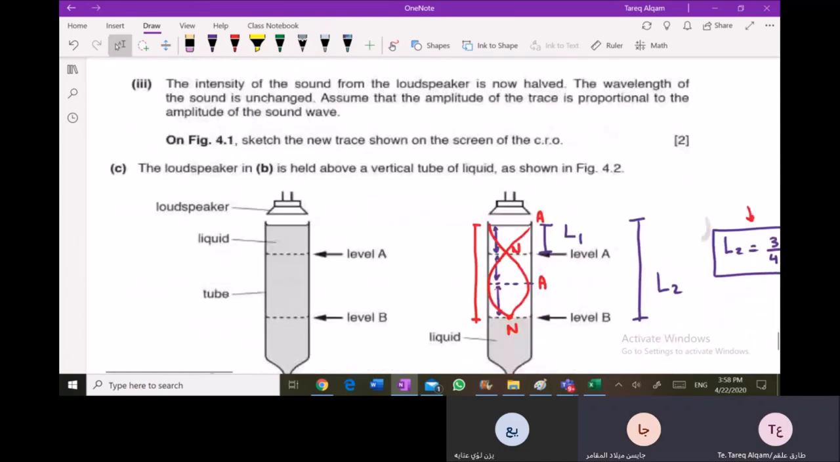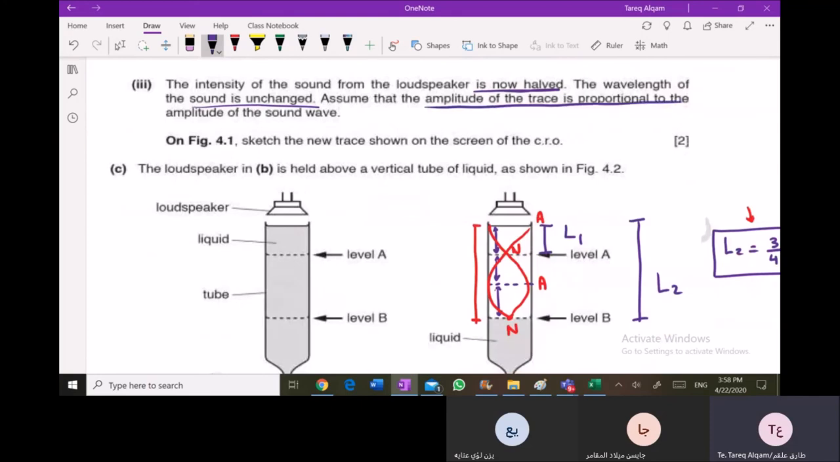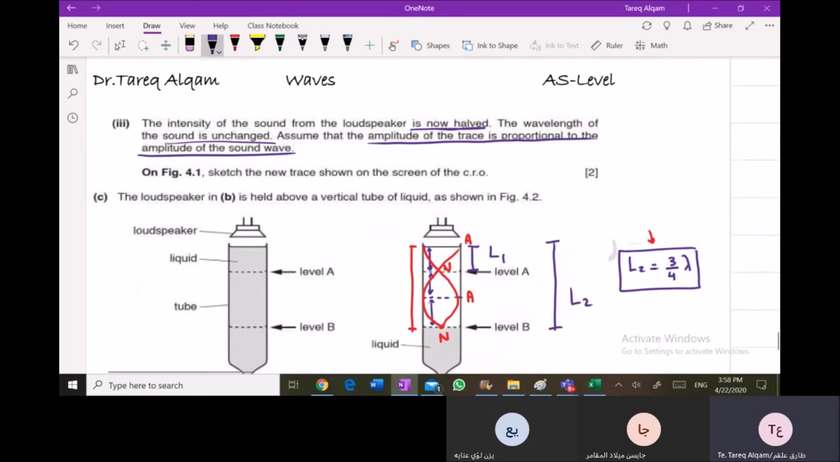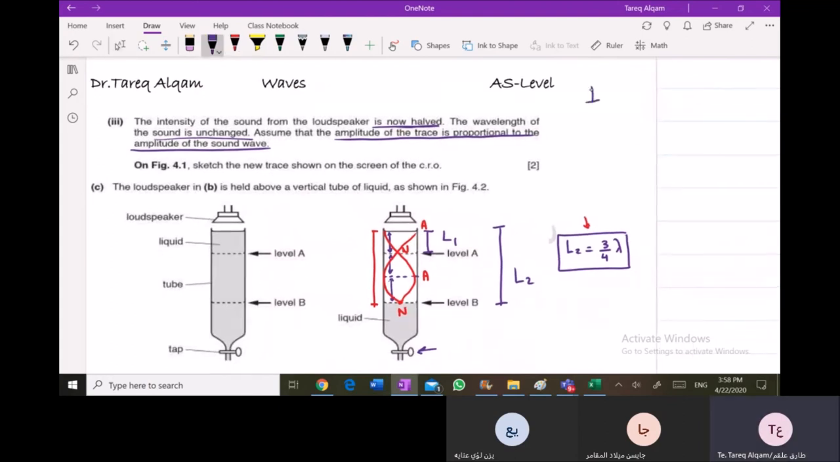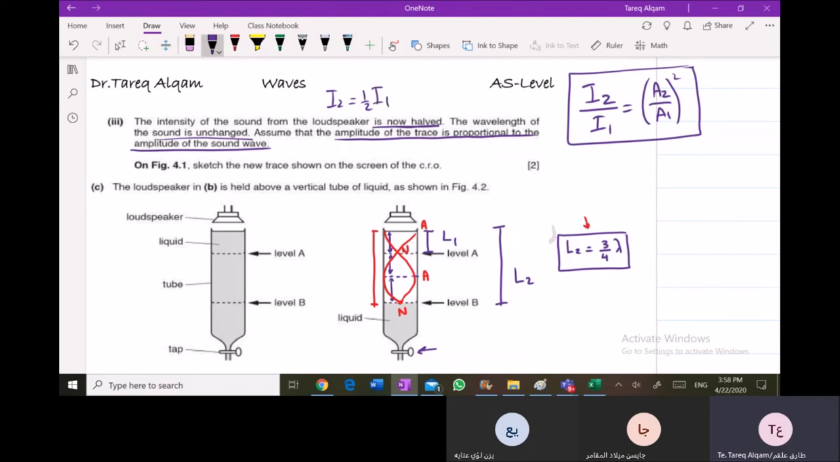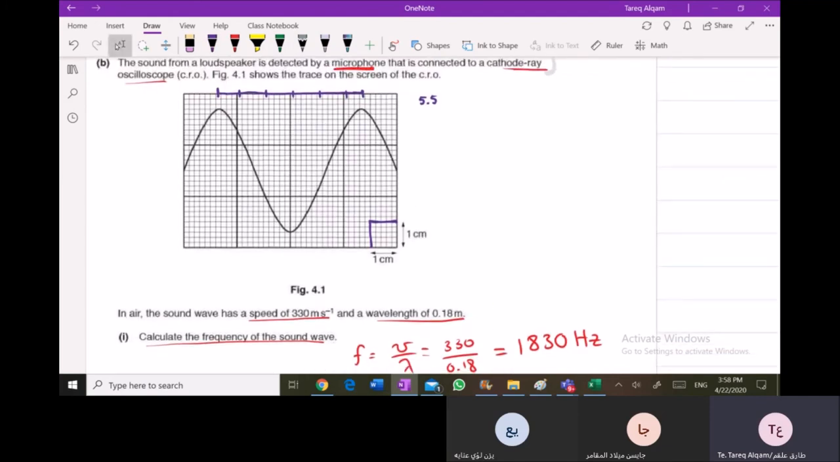Next: the intensity of the sound from the loudspeaker is now halved. The wavelength of the sound is unchanged. Assume that the amplitude of the trace is proportional to the amplitude of the sound. Sketch the new trace. If you remember, I2 over I1 equals A2 over A1 squared, from the first section we discussed before. Here the new intensity is half of the initial intensity. The amplitude, I can find it from this to this.